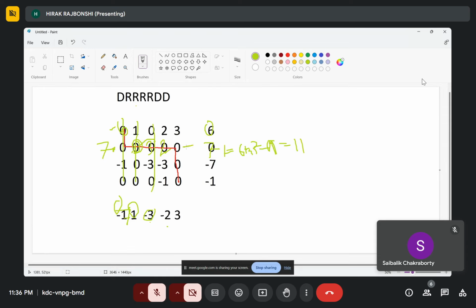Then again here we are going down. So I have to take this row. The sum is 11, but I need 0. So this will be minus 11. So this will be 0, and this will be 3 minus 11 equal minus 8.